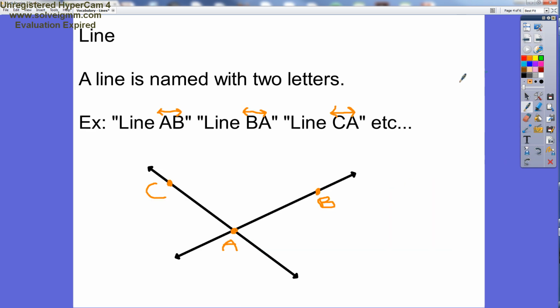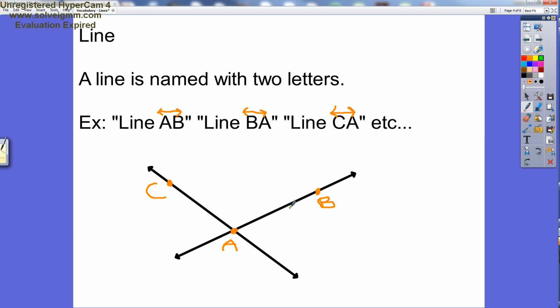Now I've got a little bit of a drawing right here. This is actually two different lines. You'll notice this one going this way, and then you've got a second line going this way. Generally speaking, on a line, we really only care about 2 points. If there's 5 or 6 points, it doesn't really matter which ones you pick. Here I've got A and B on this line, and so I could call it line AB. I could call it line BA.